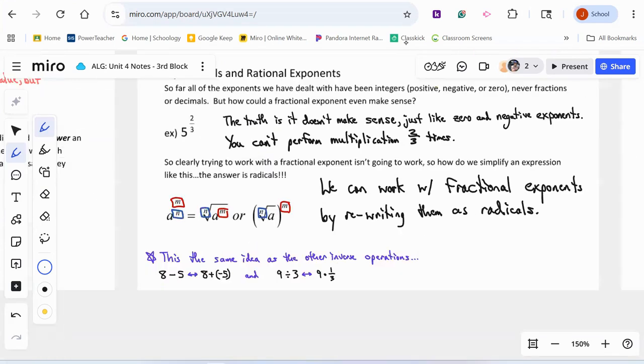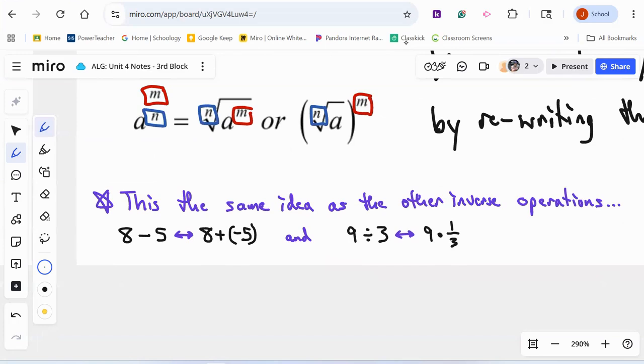So when we get fractional exponents, what we need to be able to do is rewrite them as radicals so that we can work with them. And actually, sometimes we'll take radicals and rewrite them as fractional exponents because that is easier. And guys, this is the same idea you've used in your inverse operations previously. Taking subtraction and rewriting it as addition or vice versa. And the same thing with division and multiplication.